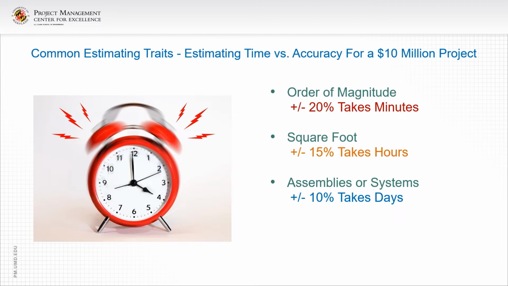The next type of estimate is an assemblies estimate, or sometimes referred to as systems estimate, and that has an accuracy of about 10%. And it takes literally days to do something like that with an assemblies estimate. And finally, we have the unit price estimate, which is roughly plus or minus about 5% and can take weeks, a month, or sometimes longer, depending on the size of the project. But this is the unit price estimate that is determined after doing a thorough quantity survey and a takeoff of every item on the job: labor, materials, and equipment.